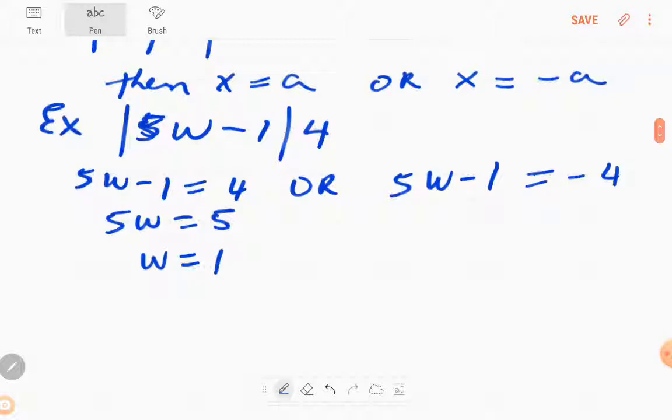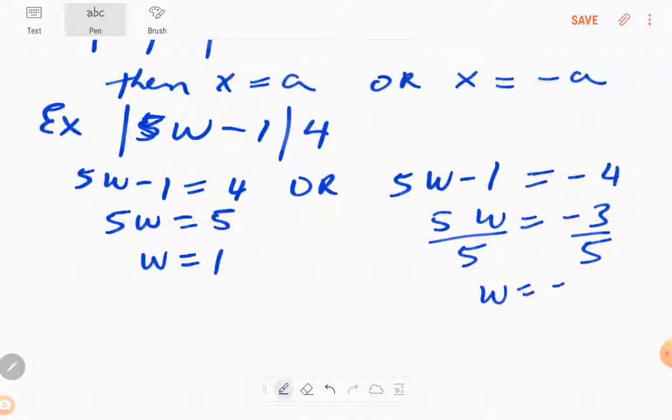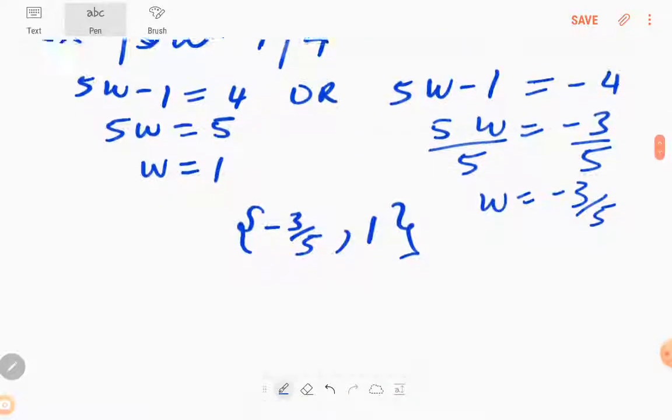Over here on the right hand side, I could add 1 to both sides. I'll get 5w equal to negative 3. Divide both sides by 5. So w is equal to minus 3/5. And so this is our solution. We could write it as a solution set. So we put the two answers inside the curly brackets and separate the two solutions by a comma.